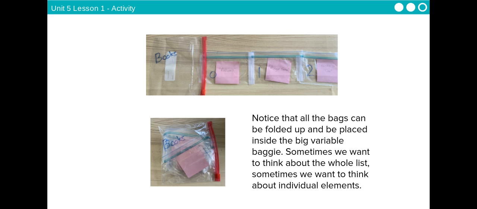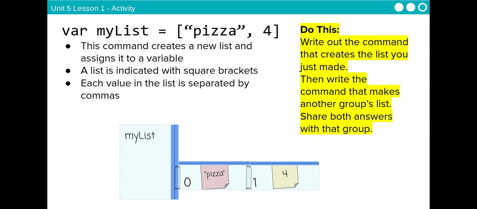Sometimes we want to think about the whole list, sometimes we want to think about the individual elements. Say we create a list with this command. It creates a new list and assigns it to a variable. The square brackets indicate we're making a list. Each value is separated by commas. So my list has elements of pizza and the number 4. Because pizza came first in the list, it goes at index 0.